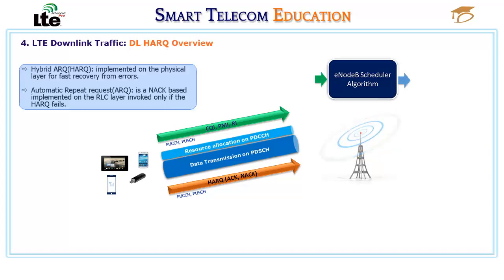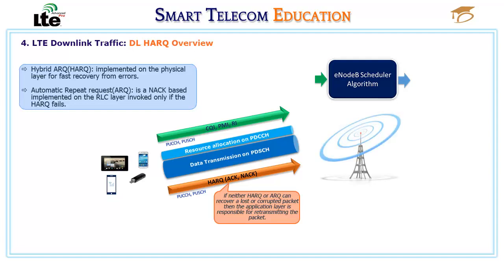LTE provides two retransmission mechanisms. Hybrid ARQ, HARQ, is implemented on the physical layer for fast recovery from errors. Automatic repeat request, ARQ, is NACK-based and implemented on the RLC layer, invoked only if the HARQ fails. If neither HARQ nor ARQ can recover a lost or corrupted packet, then the application layer is responsible for retransmitting the packet.